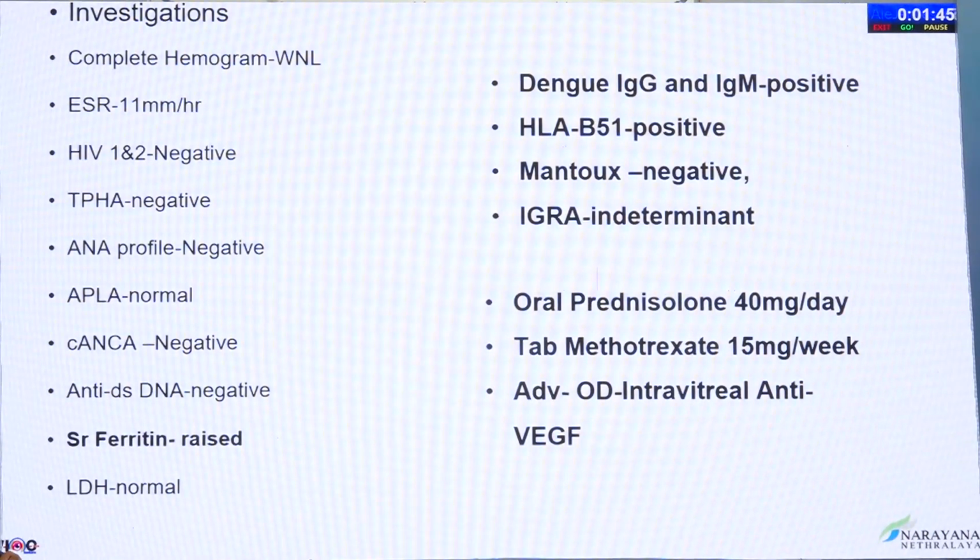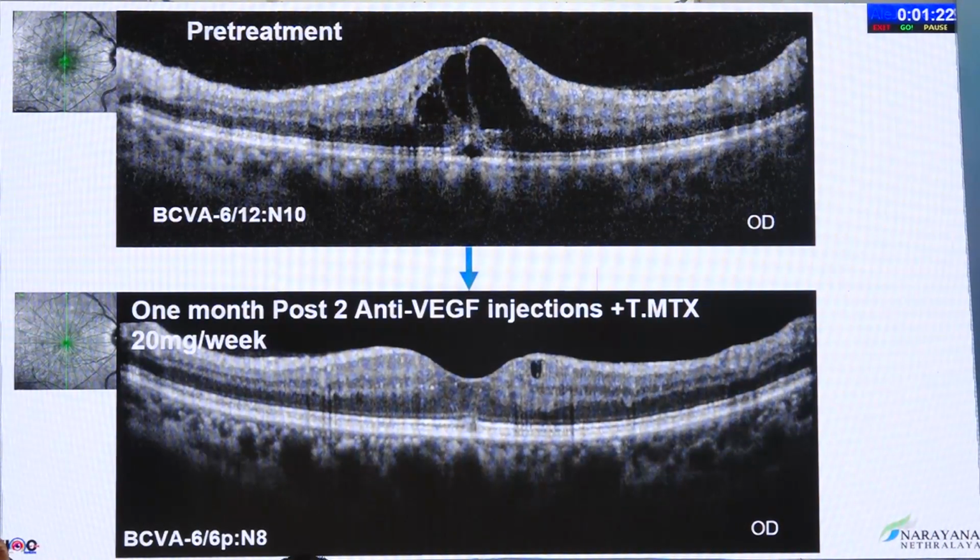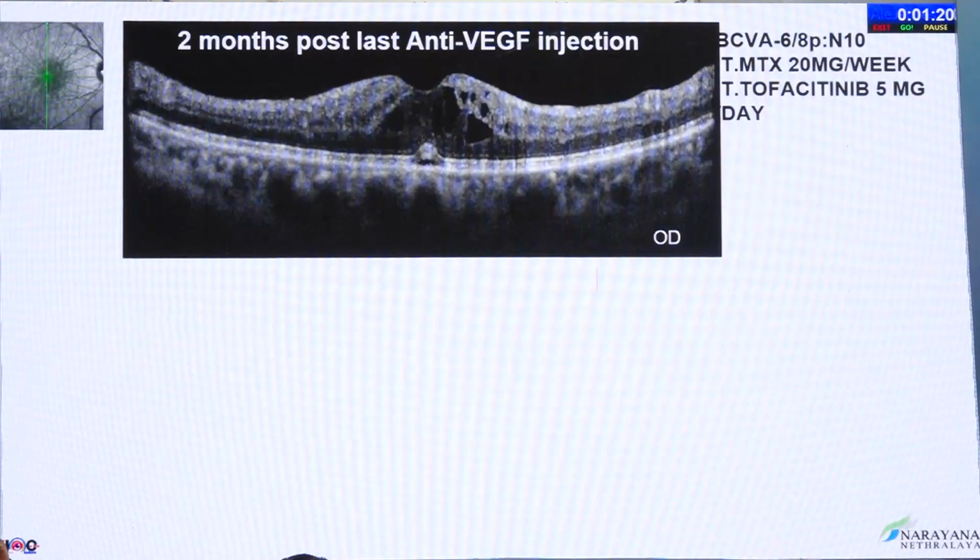When we investigated, dengue IgG and IgM were positive. Serum ferritin was elevated. HLA-B51 was also positive. IGRA was indeterminate. We started the patient on oral steroids. Immunosuppression with methotrexate was started. Anti-VEGF injection Avastin was given to the right eye. Subsequently, we could see resolving macular edema in the right eye.